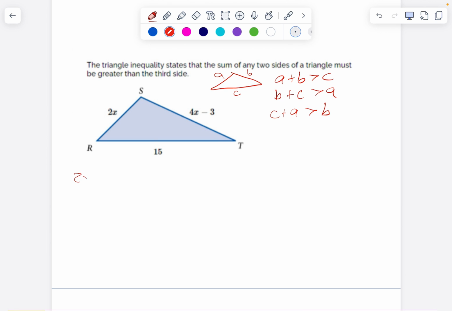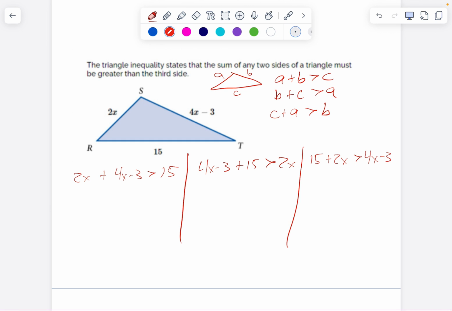So in this one, remember I told you I start up here at the top left. You don't have to do that. It's good to have consistency. That's where I choose to start. So that's one of the inequalities. And then just work your way around the triangle, adding 2 sides and setting it greater than the 3rd side. And now I start on the 15. And it sets up 3 inequalities that you need to solve for x.